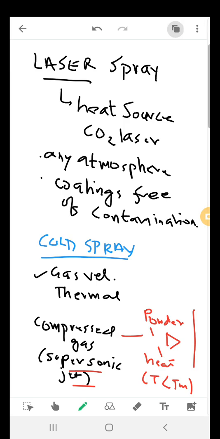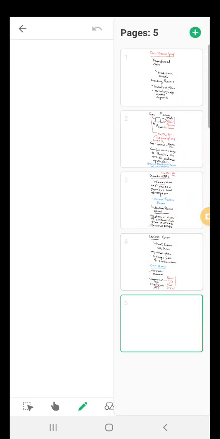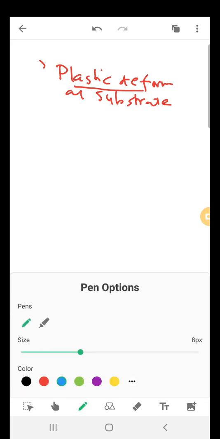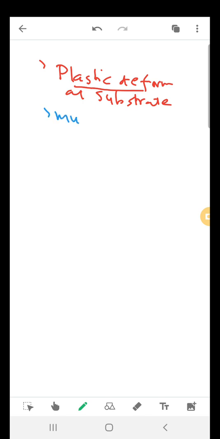So coming to its basic features, we have something called plastic deformation taking place at the substrate. Since we are using a low temperature system, the basic coating mechanism comes from this plastic deformation, and so it is a much lower temperature than the previous cases.